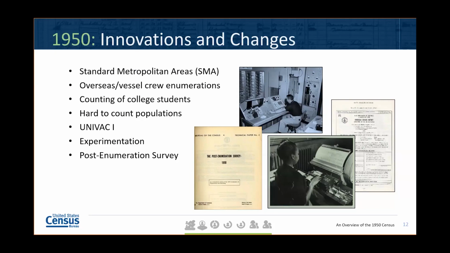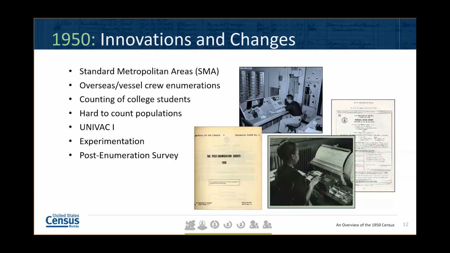We started making greater efforts to count missed people by using forms printed in the newspaper and having specific nights to count transient locations such as hotels, tourist courts, and shelters, which is something we continue to do in the following censuses. We had used variations of the Hollerith machine since 1890, but for the 1950 census, we started using UNIVAC 1, which was the first non-military commercial computer.